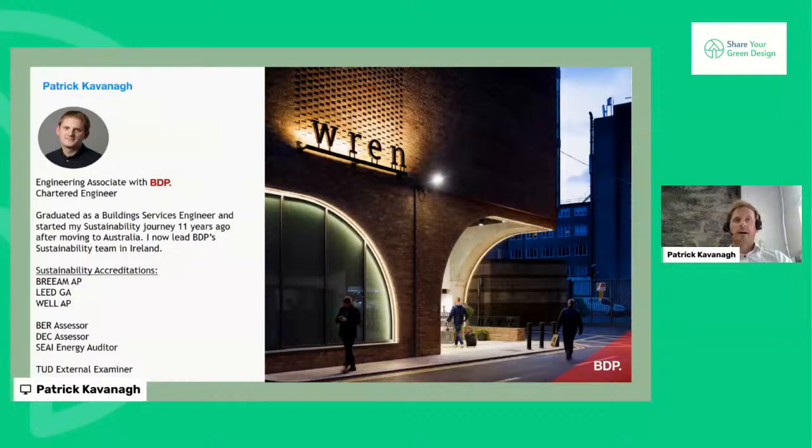I now am back in Ireland in Dublin leading BDP's sustainability team, and throughout the last number of years I've collected a number of sustainability accreditations. These include: I'm a BREEAM accredited professional, I'm a LEED Green Associate, WELL AP, I'm a building energy rating assessor, a display energy certificate assessor, I'm an energy auditor for SEAI, and I'm actually an external examiner for the Technical University of Dublin as well.